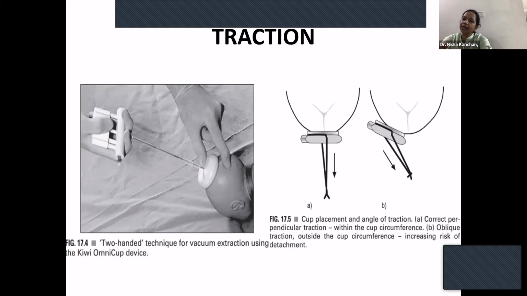Now, this is a flatter cup when compared to the cups which we are using. The Kiwi cup shown here is flatter and is more superior to our suction cups, the polyethylene cups which we are using, and there is less pop-off. Okay, next slide.